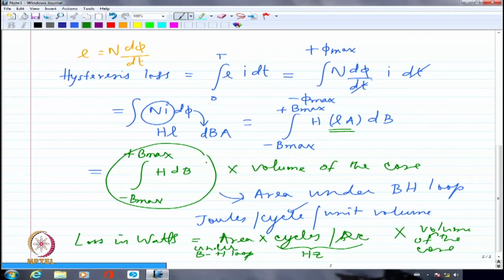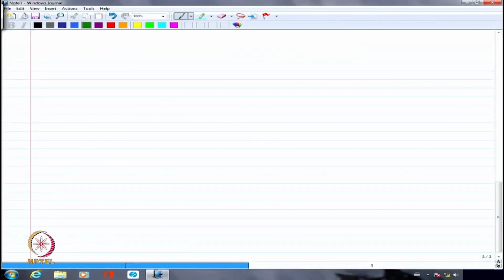So we can't use a normal ferromagnetic core for these kinds of transformers, which work at kilohertz frequencies. There is one more property we need to look at when we use a ferromagnetic core, which is known as eddy current loss.